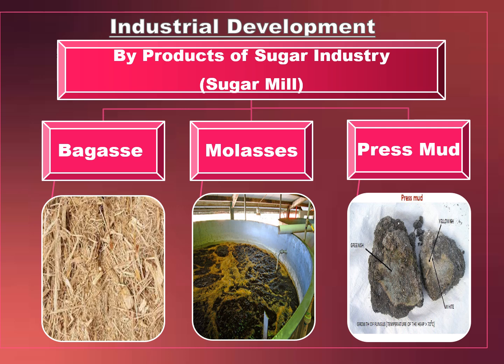Press mud, or filter cake, is the residual solid material obtained from the sugarcane after extracting juice through mechanical pressing. It is often used as a soil conditioner or fertilizer due to its organic content, and it contributes to improved soil fertility because it has a lot of potash in it. So these are the byproducts.